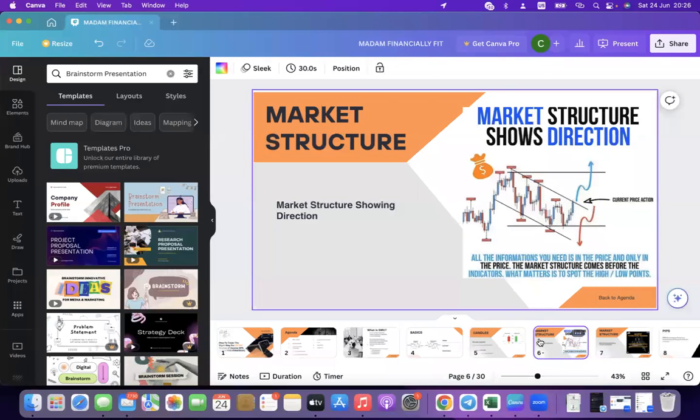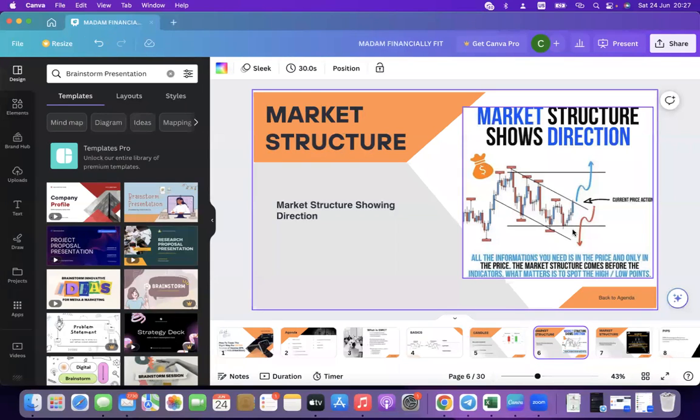Now, the market structure. When you look at market structure, what does it do for you? It shows you the direction of the market. It shows you where the market is going. This is an example. I got it off Google. So you can see the way this market is moving. It shows you it's a downtrend. So this structure is showing us that the market is going down. And what do you do when the market is going down? You sell. You sell when the market is going down. All right.